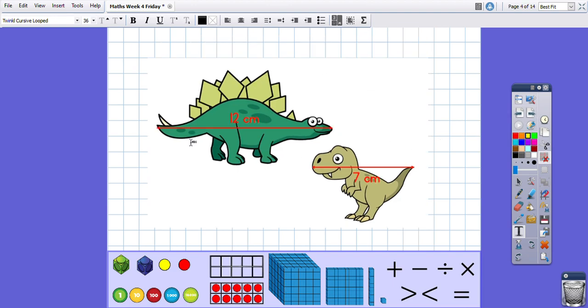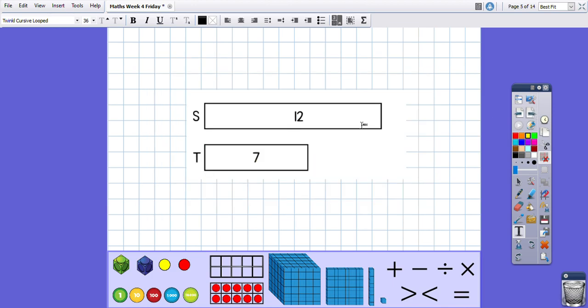Now I've measured the 2 dinosaurs from tail to nose, so the Stegosaurus is 12 centimetres long and the T-Rex is 7 centimetres long. And I've put that into a bar model to help us. So you can see that the Stegosaurus is 12 centimetres long and the T-Rex is 7, which shows us that it is just over half the size. Just under half the size, sorry. The T-Rex is just under half the size of the Stegosaurus.